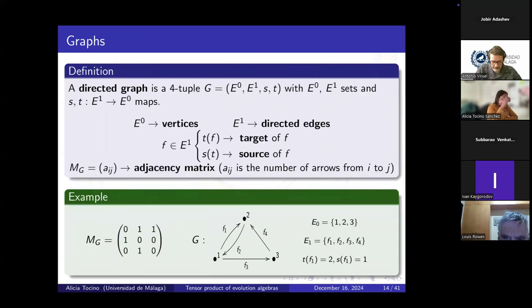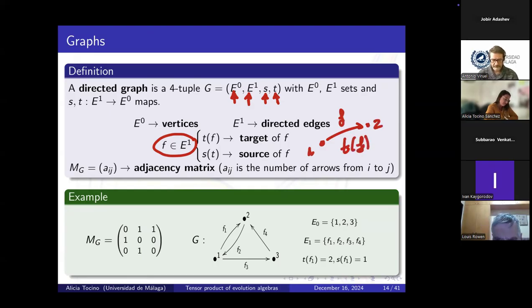Okay, next. We are going to use also graphs, the directed graphs. So we are going to take the set of vertices, the set of edges, the source, which is a map, and the target, which is another map. And we define the target and the source of f as follows: if we take an edge f in the set of edges, and we have 1, 2, then the target of f is 2 and the source of f is 1.